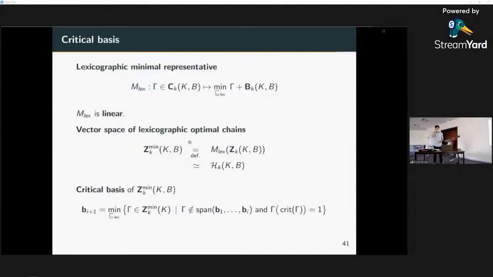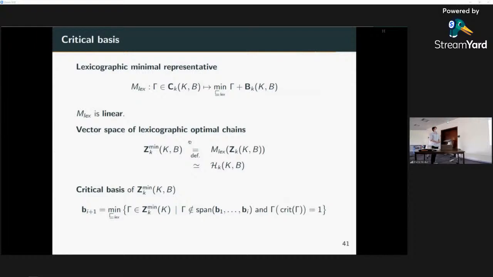The final application we've looked at concerns those lexicographic optimal chains. We've considered the application MLEX, which takes any K-chain and returns the optimal chain homologous to gamma. This application is linear, which means we can define the vector space of lexicographic optimal chains. So ZK-min will be defined as the image of the cycles by the application MLEX.